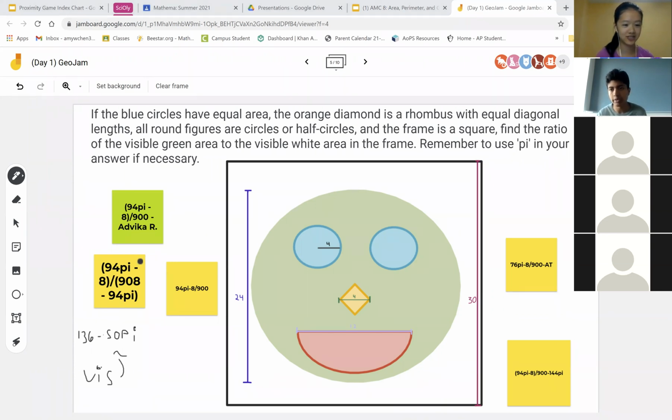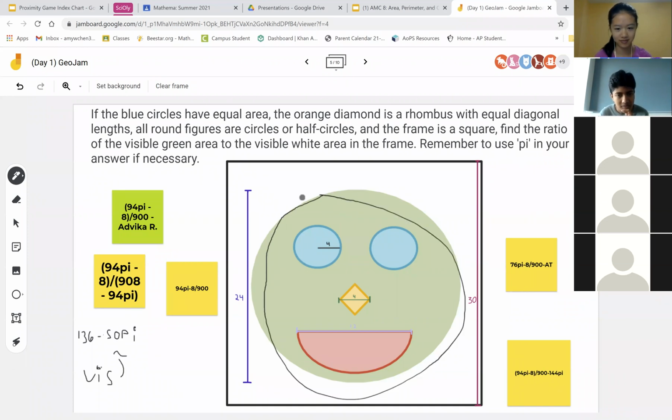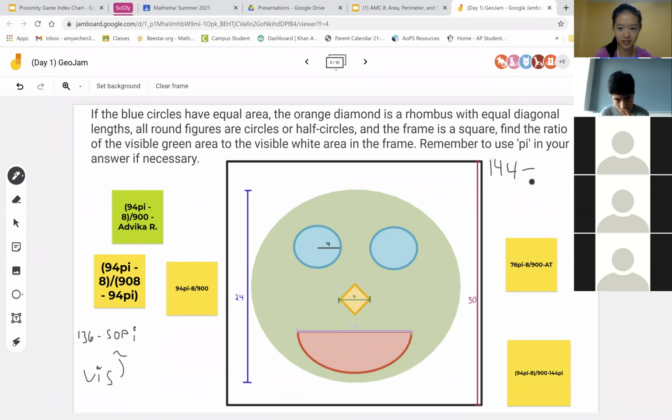Go ahead. So what I first did is I found the area of the green circle. And that would be pi r squared, so 12 squared pi, which is 144 pi. So then I found the area of each of the blue circles, which was 16 pi, and then I multiplied that by 2 since there's 2 of them. So then I subtracted both of them from 144 pi.